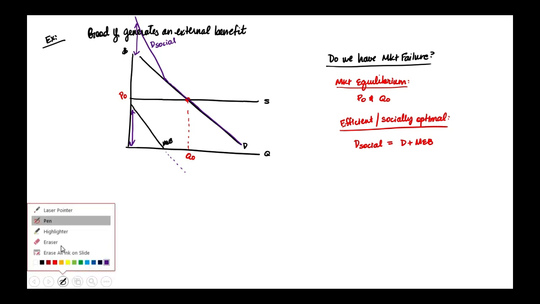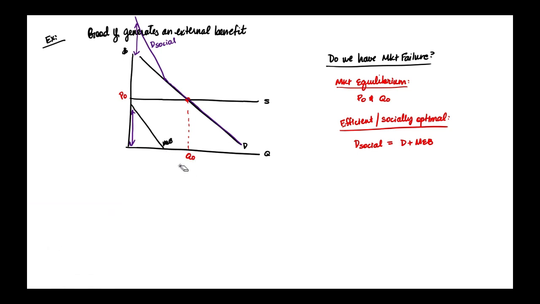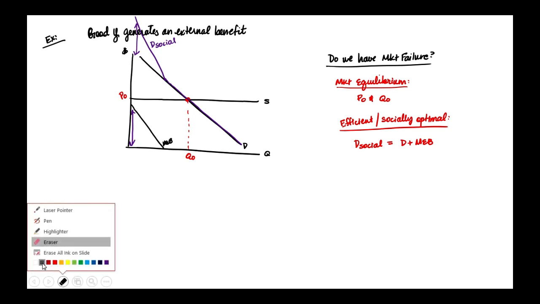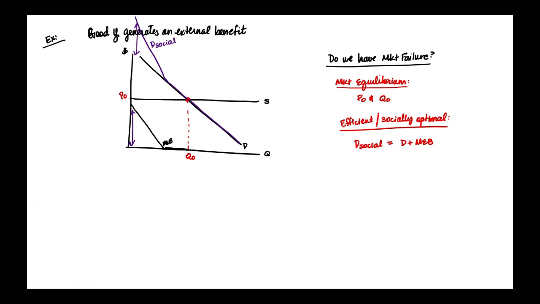So let's erase that right here. They don't cross, right? Make sure you understand what this marginal external benefit curve is doing. It's falling to zero, right? When it falls to zero, it basically goes like that. Everyone agree?